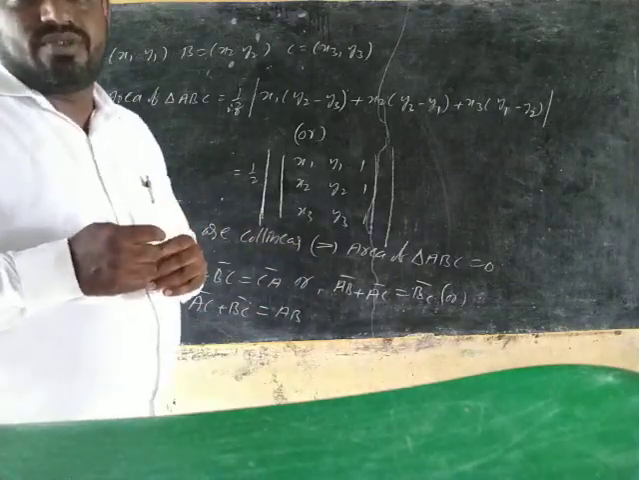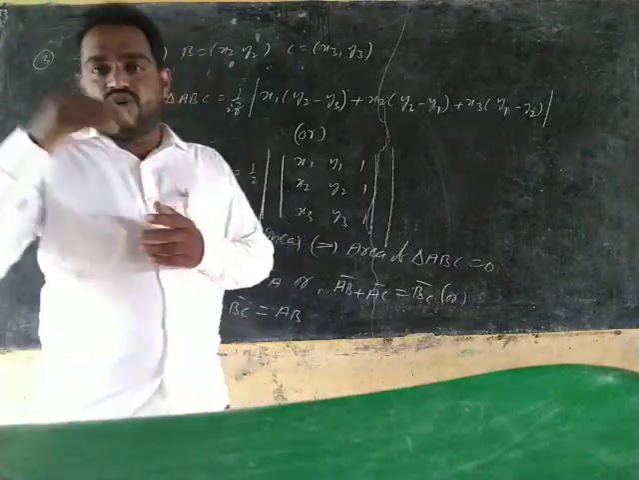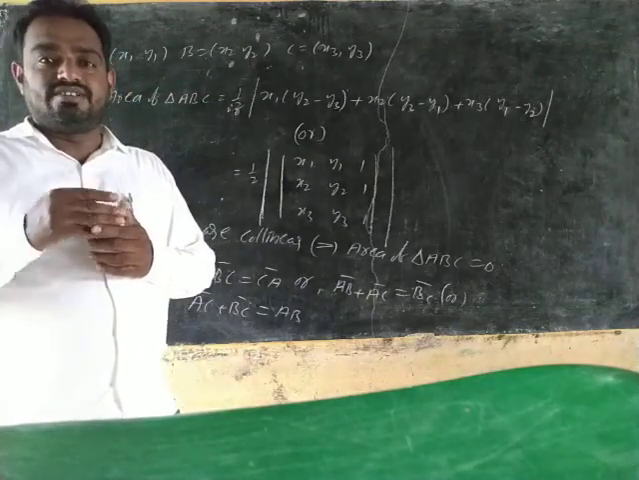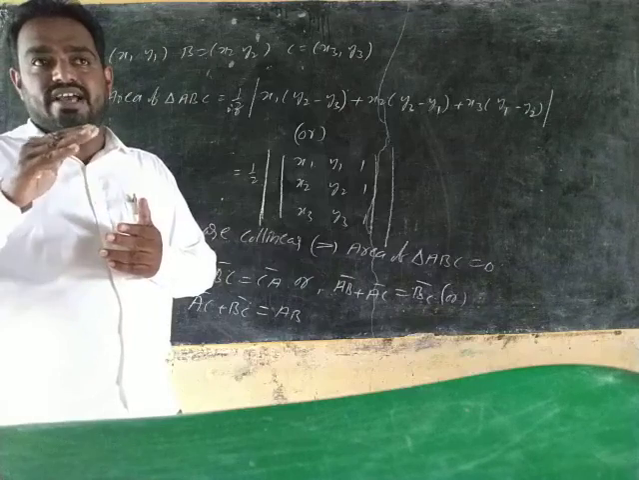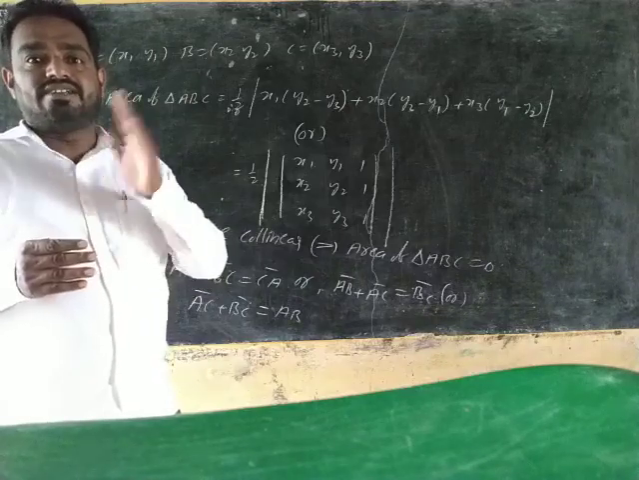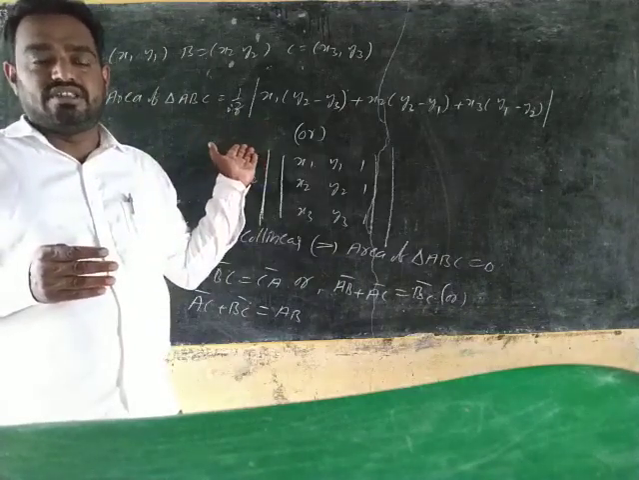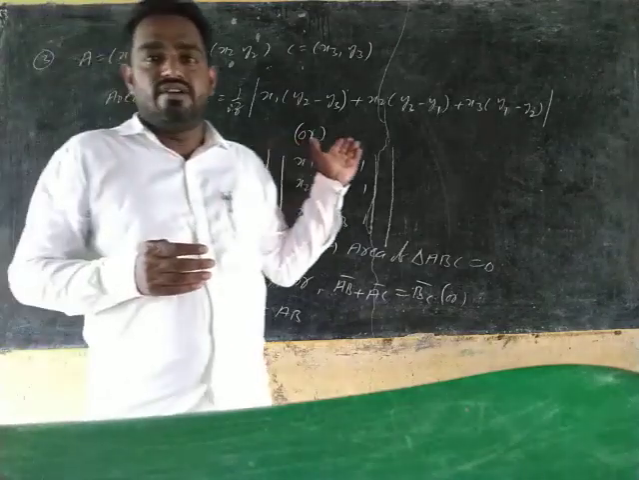What is the definition of collinear? Two or more points lie on the same line. If the points lie on the same line, then the points are called collinear points. Then the points are called what? Collinear points. Okay.